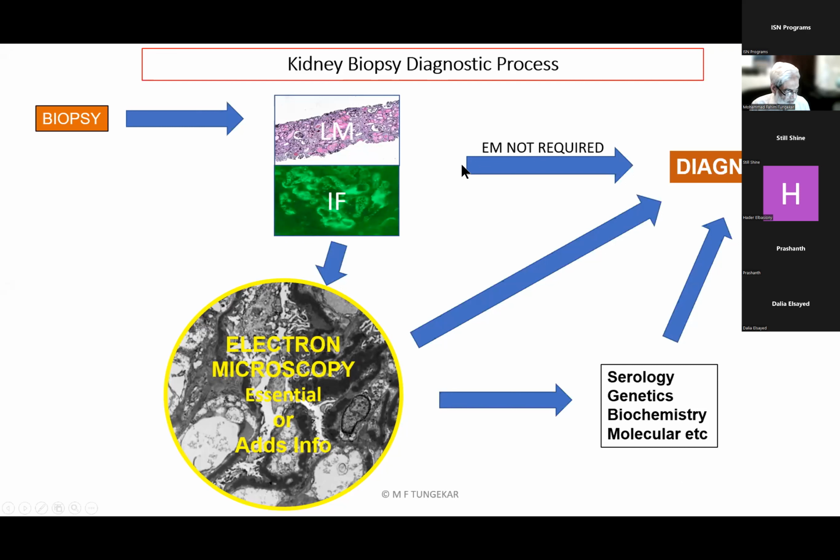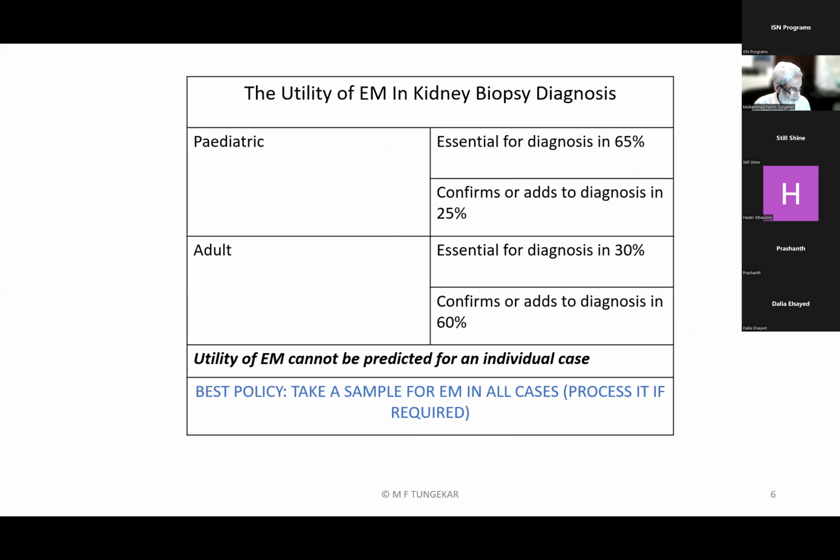So there are three pathways, basically. EM is not required in all cases. EM is performed, and then diagnosis is entered. Or EM selects which investigations are required, and then a diagnosis is reached. So these are the ways. This explains actually where the electron microscopy lies in the entire diagnostic process of a renal biopsy.